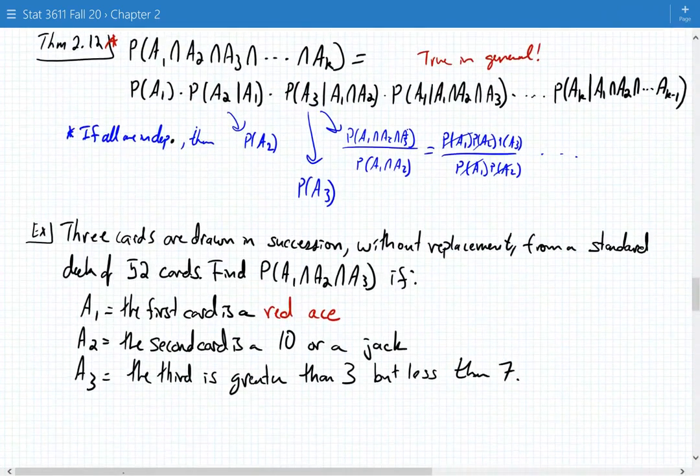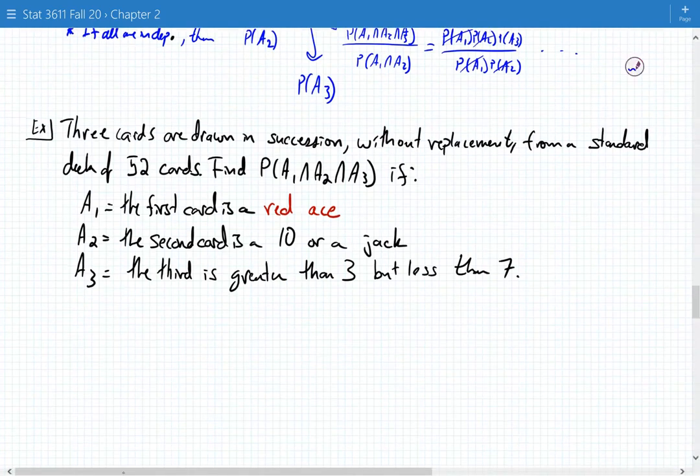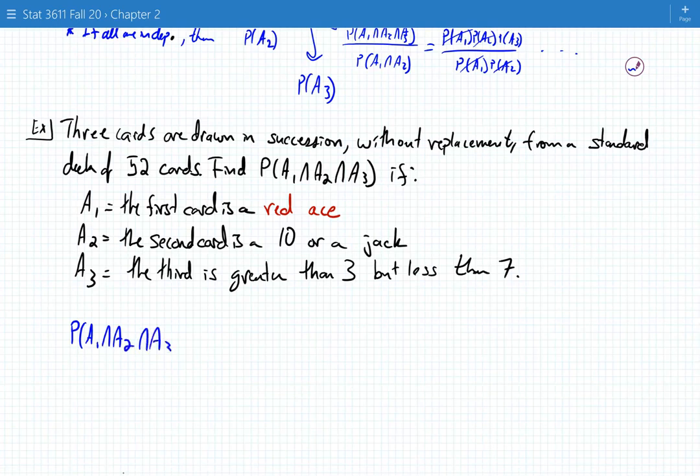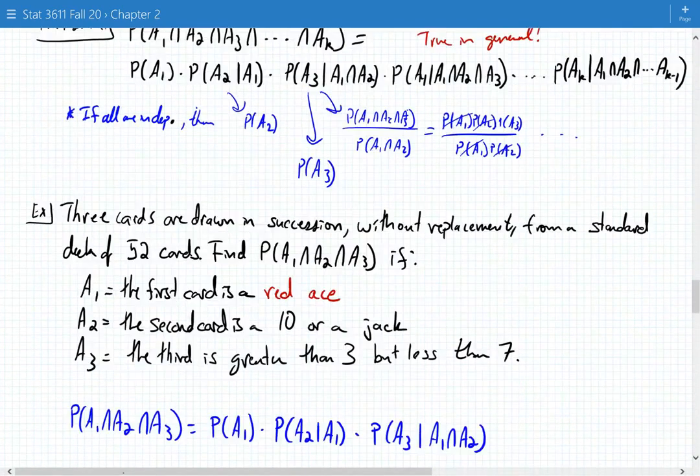According to Theorem 212, we want the probability of A1 intersect A2 intersect A3. Okay? And we don't know if these are independent, so we cannot assume that they're independent events. So we need to use this theorem in its full capacity. So for the probability of A1 intersect A2 intersect A3, this is just the probability of A1 happening, times the probability of A2 given A1, times the probability of A3 happening given A1 and A2 have occurred. Right? That would be the full application of that theorem.